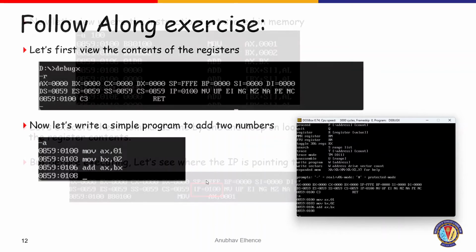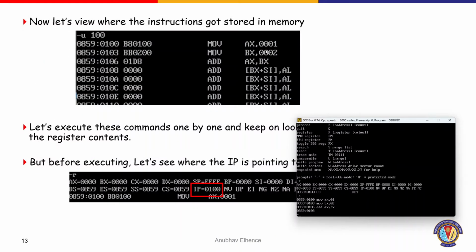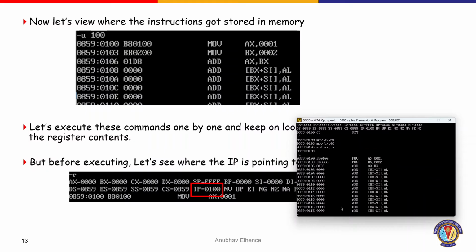All right. So now let's view where the instructions got stored in the memory. So for that, we use the U command. And here you can see the top three lines. Here is the command, the unassembled command. So when you type this command, what it actually got stored was in this format B80100. How many bytes can you see? 3 bytes, right? 1 byte, second byte, third byte.